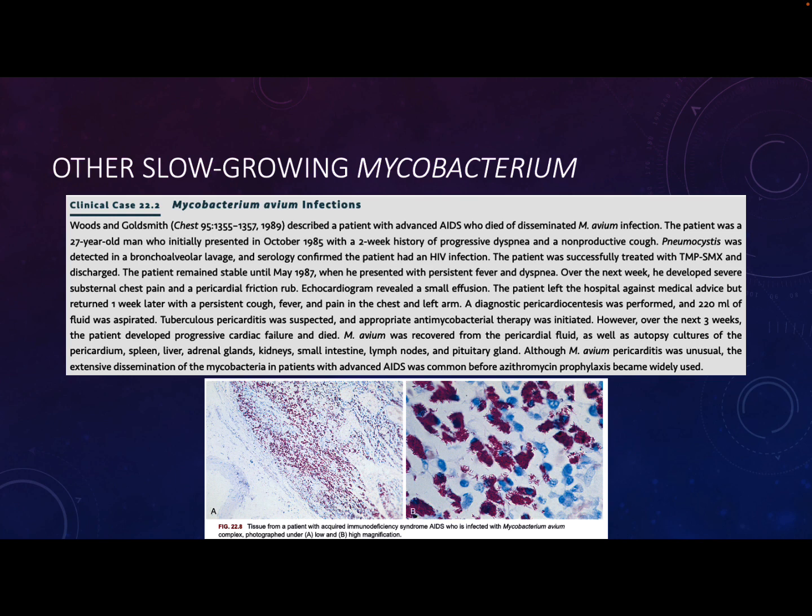Although Mycobacterium avium pericarditis is unusual, the extensive dissemination of mycobacteria in patients with advanced AIDS was common before azithromycin prophylaxis became widely used. So patients who have HIV now take a lot of prophylactic drugs to help them, one, to help stop the progression of HIV, but sometimes to also stop the progression of different infections.